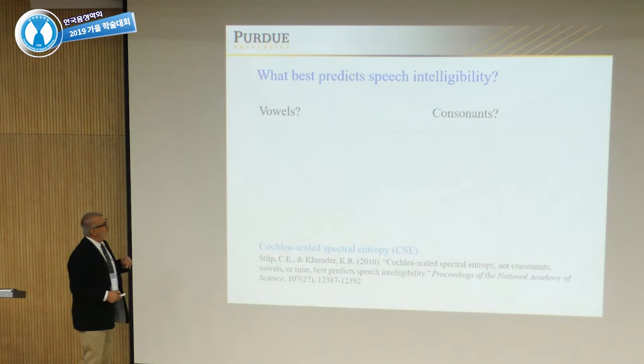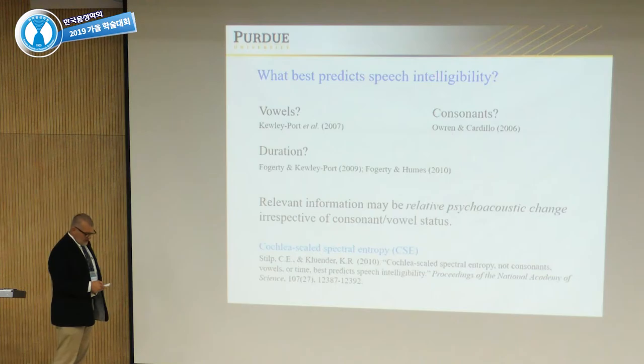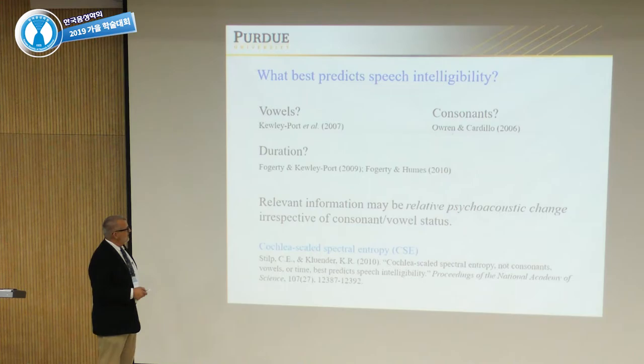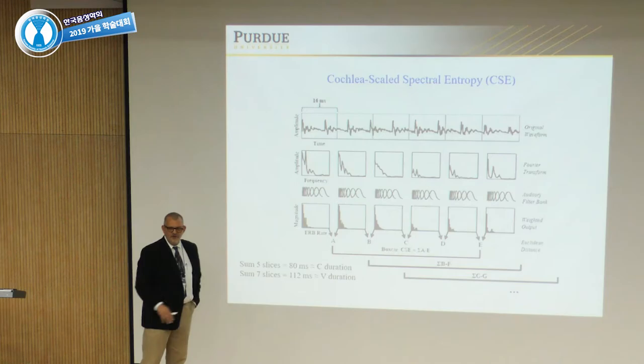So there have been a lot of studies on what are the best predictors of speech intelligibility. Are they vowels? Are they consonants? Is it duration? And we asked, Christian Stilp and I, maybe relative information may be the relative psychoacoustic change irrespective of consonants and vowels. And we introduced this idea of hopefully a scaled entropy. And while this chart might be a little tough, it's actually a super simple idea.